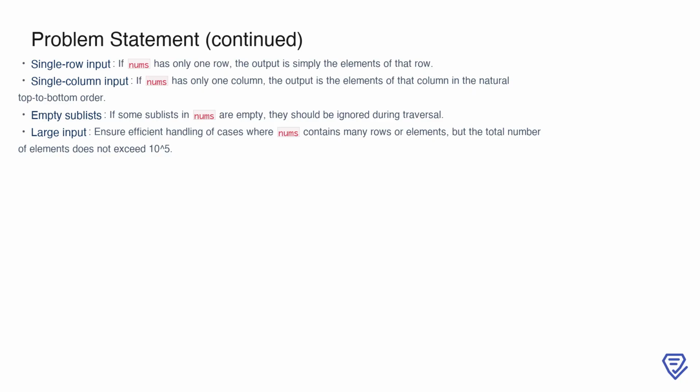Finally, for large inputs, where nums contains many rows or columns but the total number of elements does not exceed 10 to the power of 5, we must ensure that our solution is efficient and can handle these cases without performance issues. These considerations are critical for building a robust solution that works well across all scenarios.